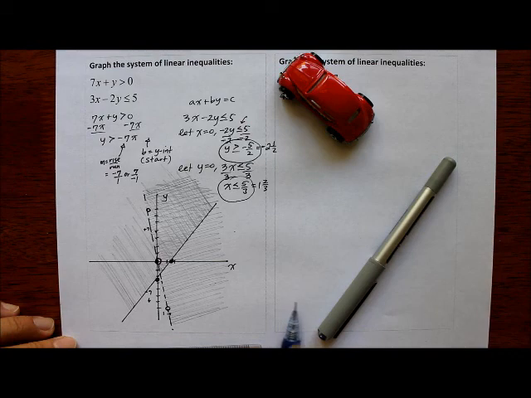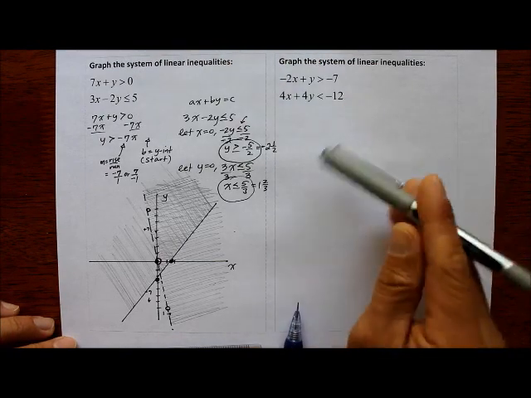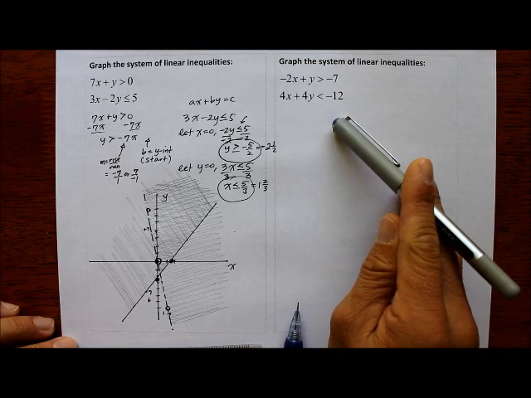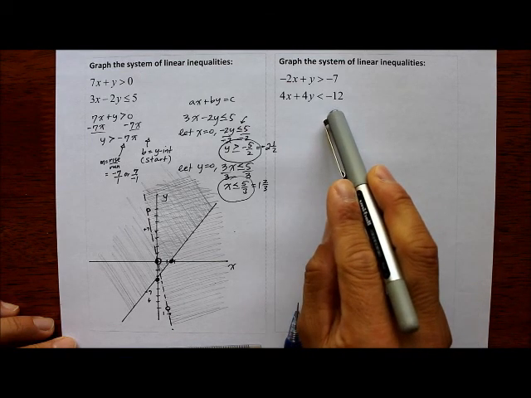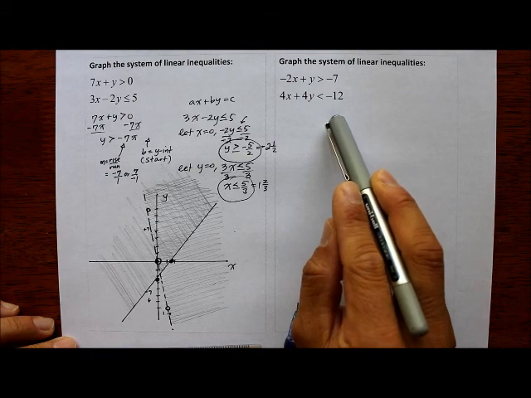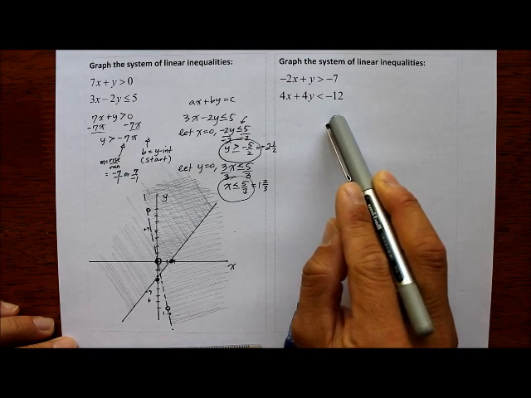Now, why don't you try the second one? Right here. Negative 2x plus y is greater than negative 7, and 4x plus 4y is less than negative 12. These are both in standard form. Here's a hint. Use the x and y intercepts to graph.